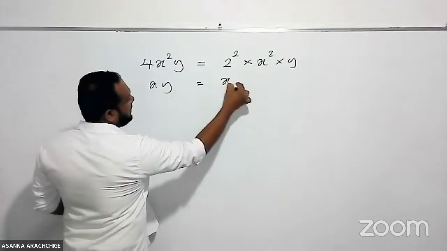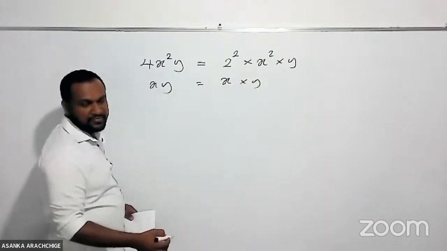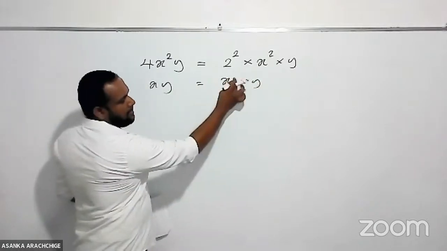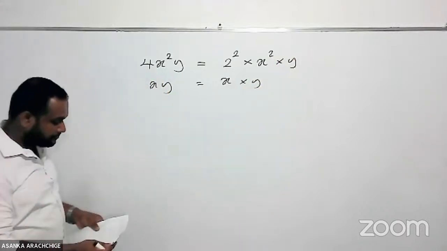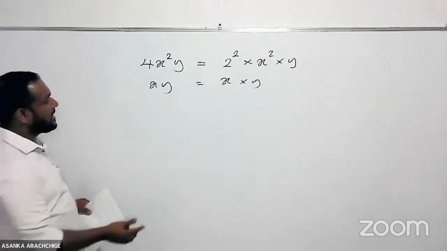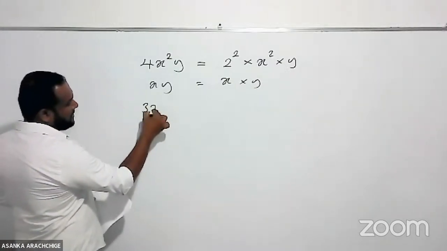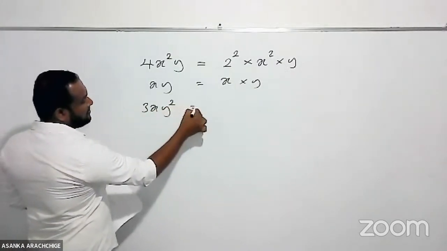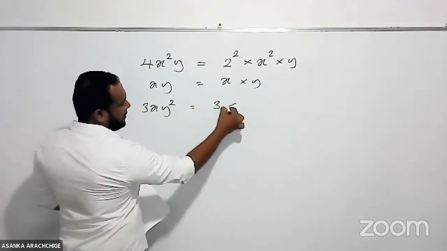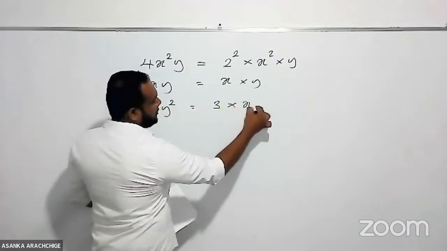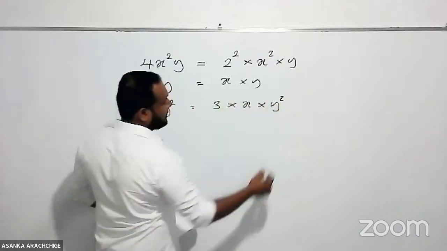Then similarly, xy means x into y. As powers, here power 1, here also power 1. Then 3xy squared. 3 is a prime number, therefore 3 into x into y squared.